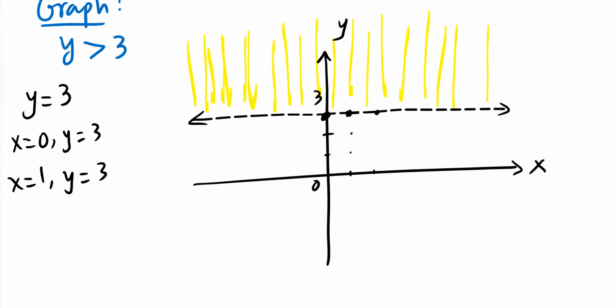Notice when I graph it, I label the x, the y, the origin, the straight line, the 3. You can write y equals 3. It makes it easier for the reader to understand it.